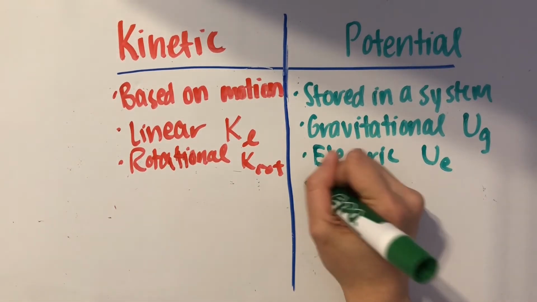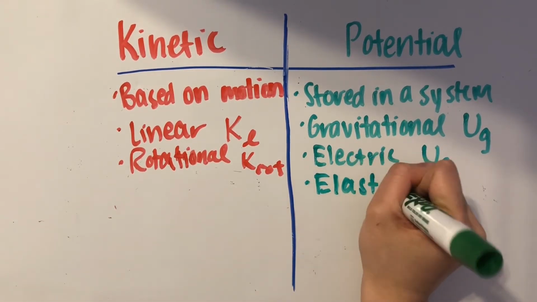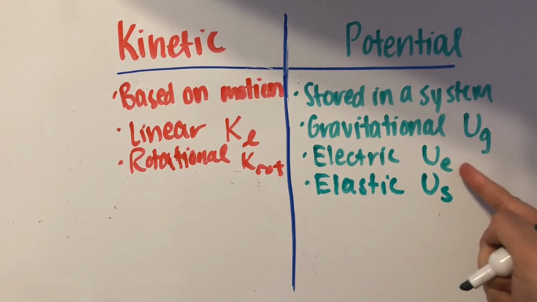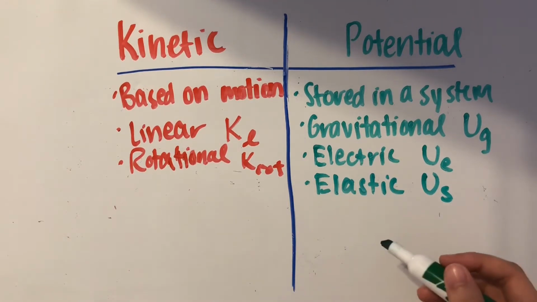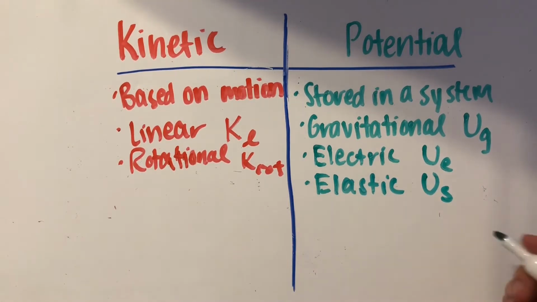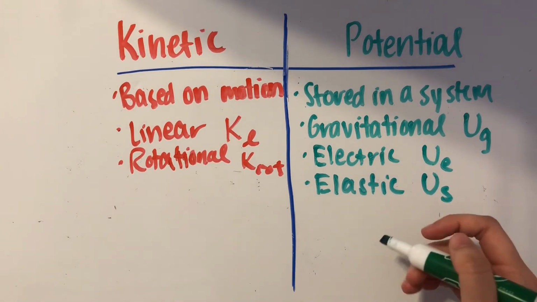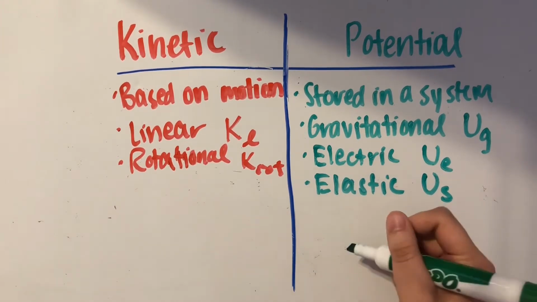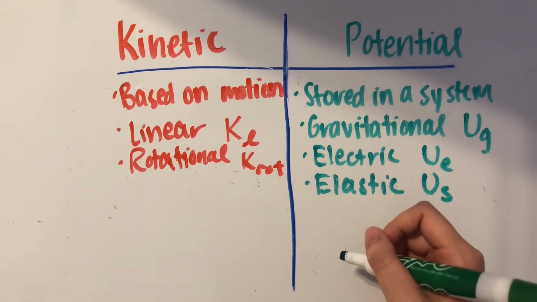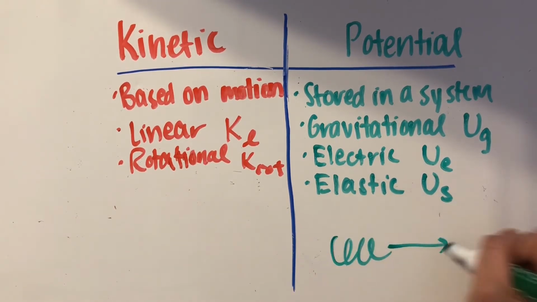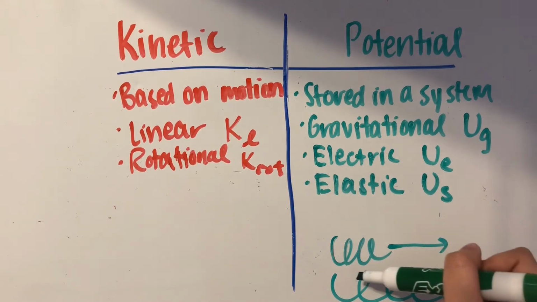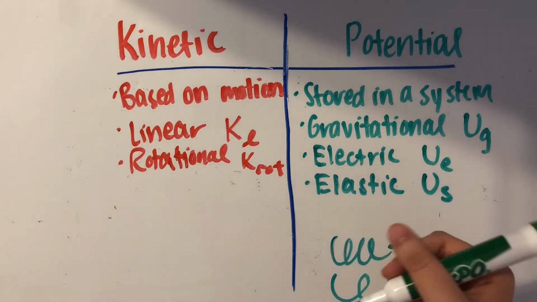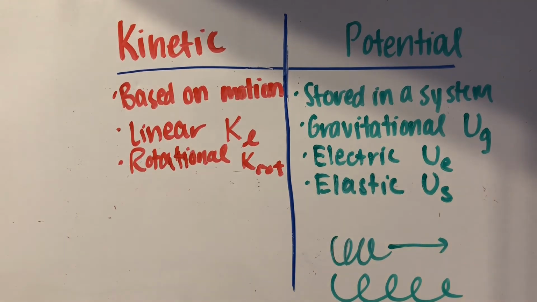Then we have elastic potential energy, and that is written as U sub S because we already used up the E for electric. And elastic potential energy is affected by the internal restoring force inside an elastic material. The most common example would probably be a spring. When you have a spring and you stretch it out, then it's going to have an internal restoring force that's going to want to compress it back to its original length. And so when you stretch a spring out, it gains elastic potential energy.